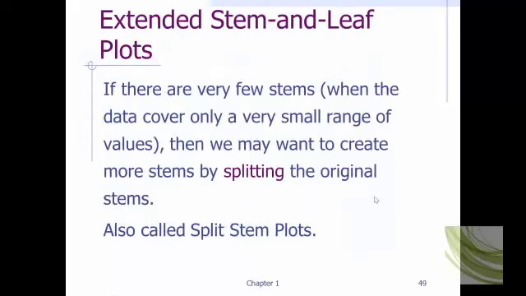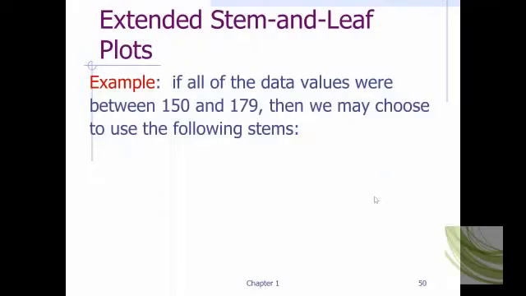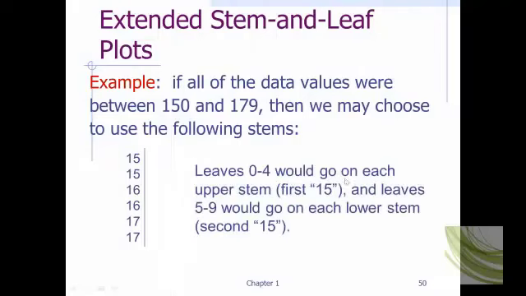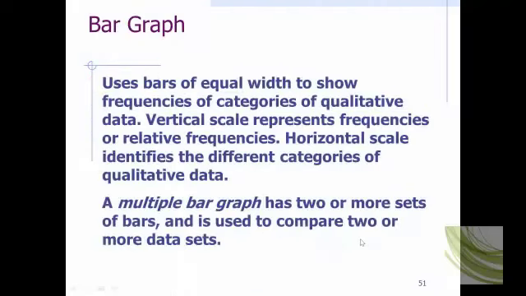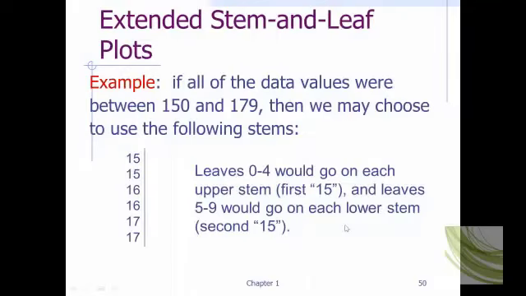Sometimes when we have very few stems, or a very small set of data, we split the stems. We use the lower half of the 150s: 0 through 4 goes in the upper 15 stem, and then 5 through 9 goes in the lower. And so it's going to look a little bit different.